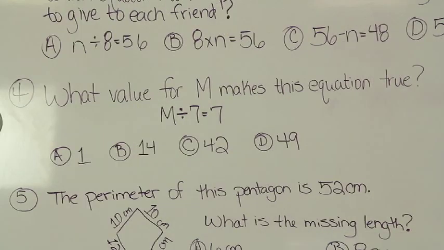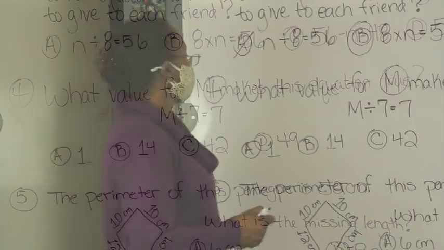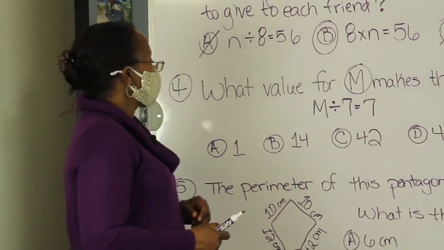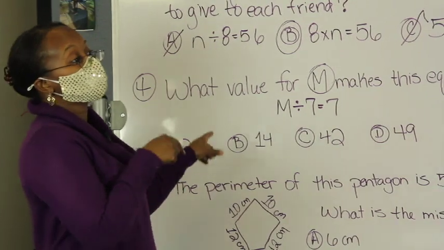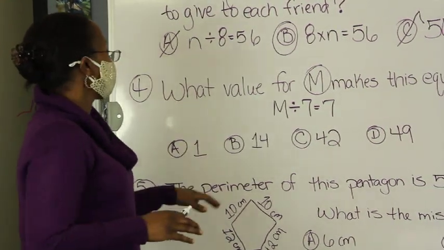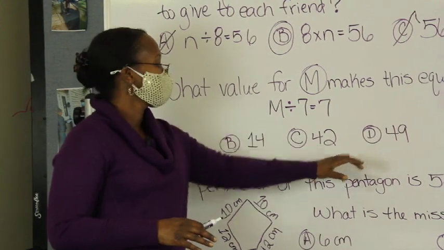What value for M makes this equation true? So I'm going to circle M just so I remember. And you want to know what's true. So I'm just going to look at the problem. M divided by 7 equals 7. And the first thing that I would think, because what we're going to do on our list is we're going to try and answer the problem before looking at all the answers. Some people may want to look at the answers first.